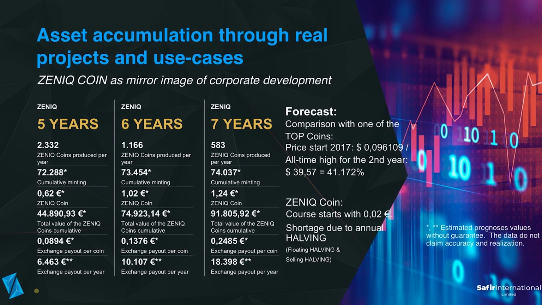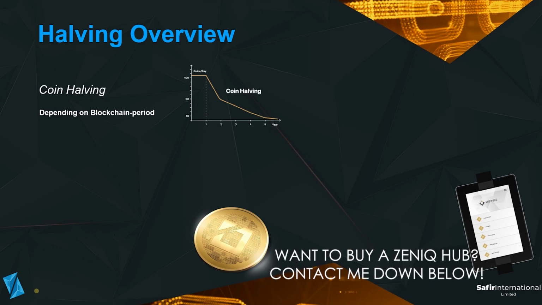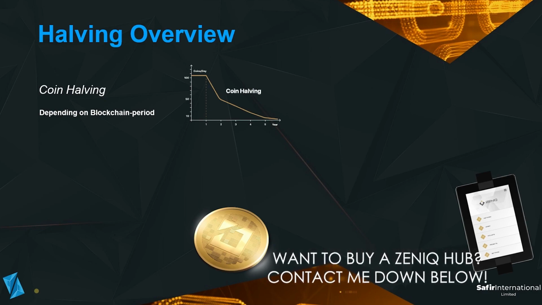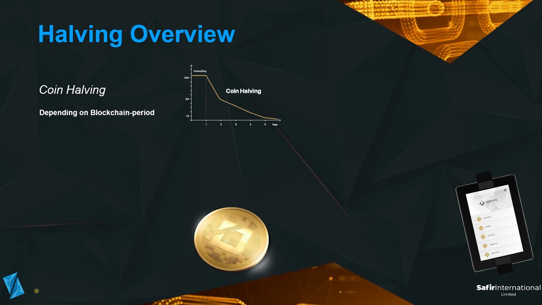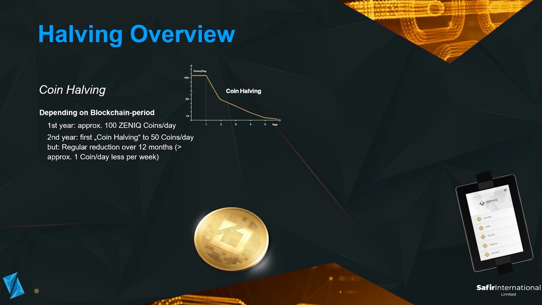Now we're talking about the halving. We have two kinds of halving here, as we said earlier. Now we're looking at the coin halving depending on blockchain period. So we see that in the first year on the graph, the line is straight, meaning we were minting about 100 coins per day. Then you see a dotted line starting here, meaning in the second year, we're starting on February 21 with 100 coins, and exactly 1 year later we are at 50 coins.